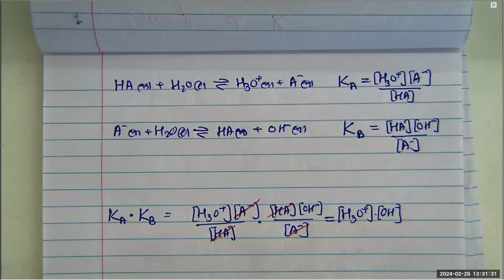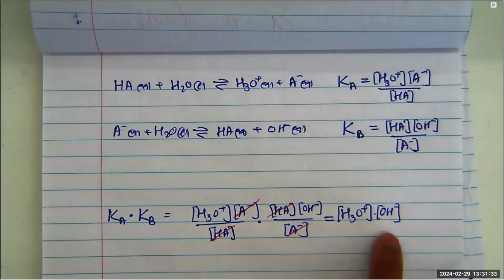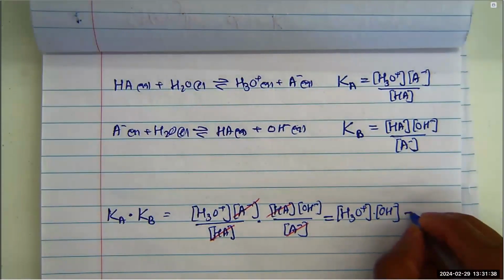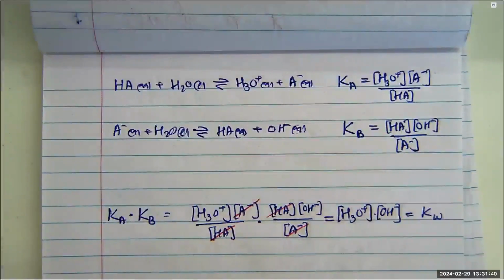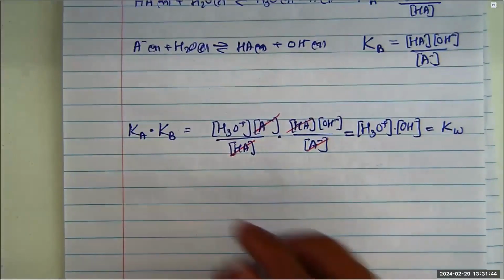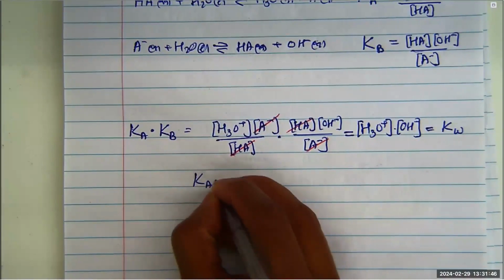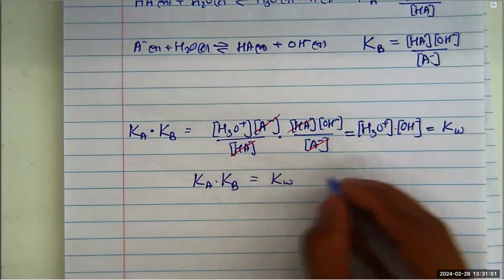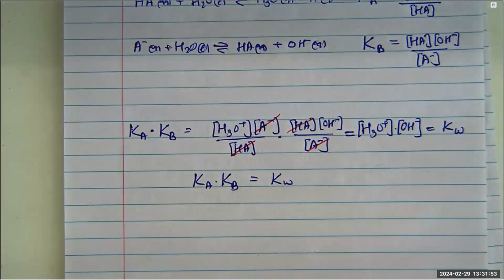What is that? H3O+ times OH minus concentration is what? Yeah, that is Kw. So for conjugate pairs, what it tells us is Ka times Kb is equal to Kw, or 10 to the power of minus 14.